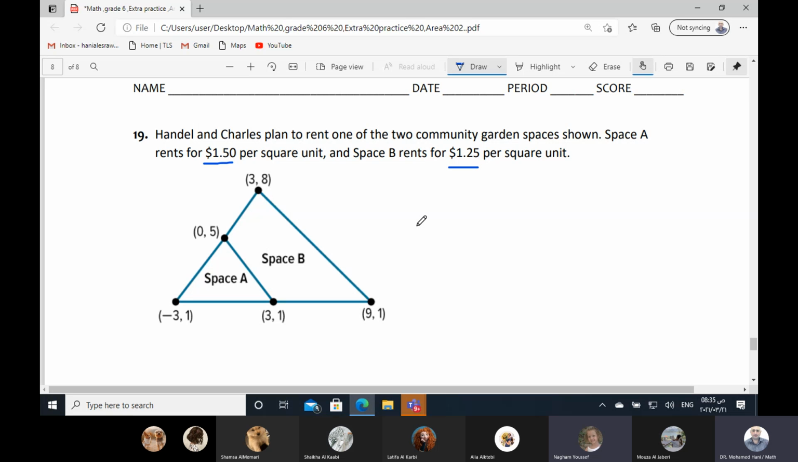Yes. Is the answer 32? 32 square units or $32? Unit squared. Yes. So Sheikha said the answer will be 32 units squared.